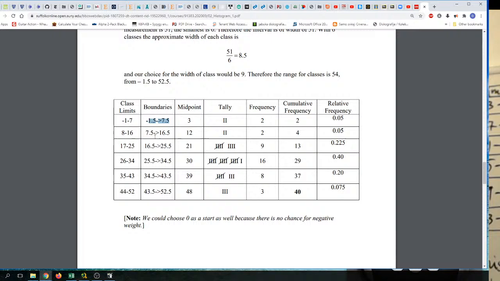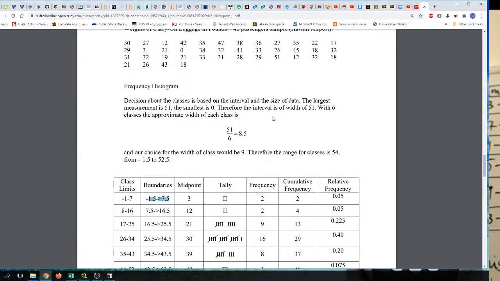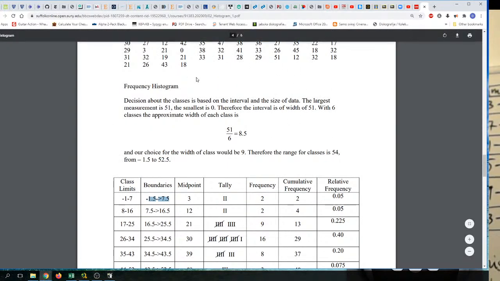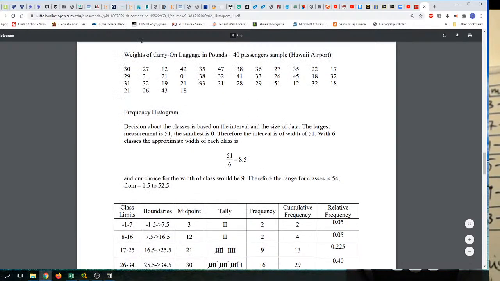This one is 8 to 16, right? Starting with 7.5, you can have 8 only, and all the way to 16, and you don't go any further. The next ones are 17 to 25, 26 to 34, 35 to 43, 44 to 52. Tally, if you count this. I'm lazy here to do the input in my calculator. I still have it open, but I'm just lazy.